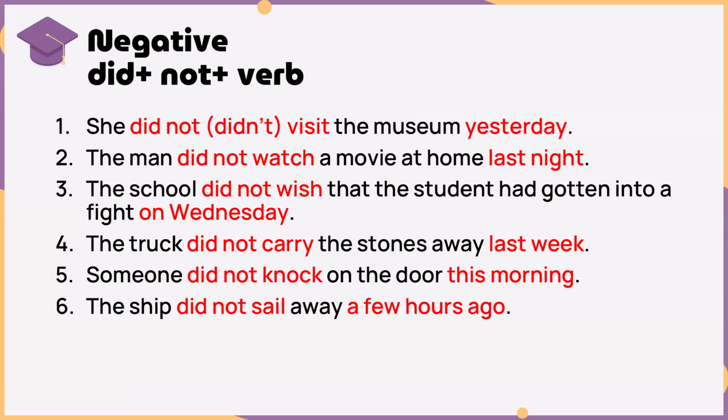How do we create the negative form in the past tense? Well, we need the auxiliary verb do in the past tense, which is did. So for the negative, we're going to use did not plus the verb in the base form. She did not, or we can use the contraction didn't, visit the museum yesterday.